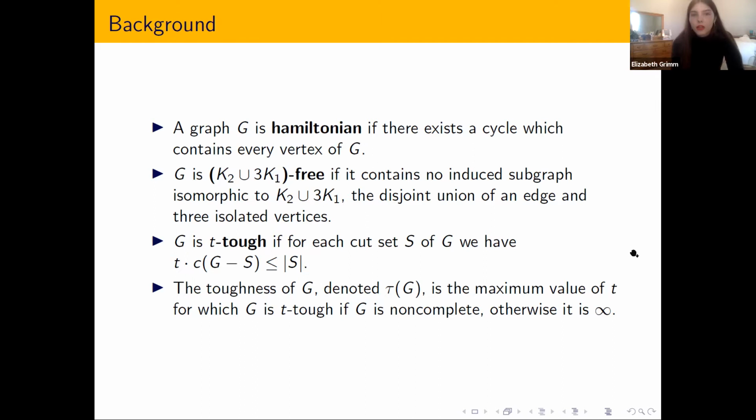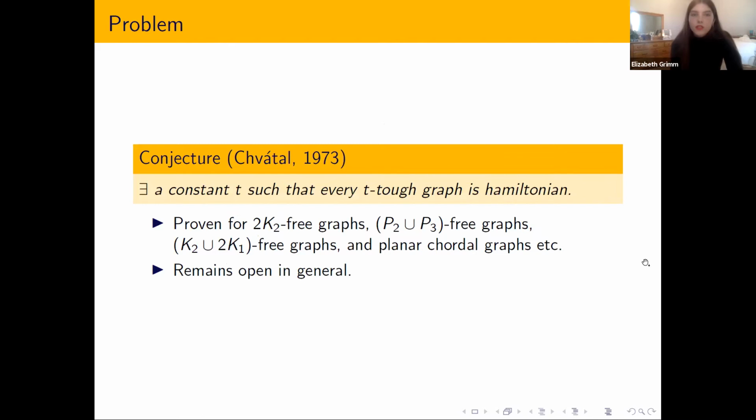In 1973, Chvatal introduced this concept of toughness and conjectured that there exists a constant t such that every t-tough graph is Hamiltonian. This conjecture has been proven for certain kinds of graphs: 2K2 free, P2 union P3 free, K2 union 2K1 free, planar graphs, and so on. But in general, it remains open.